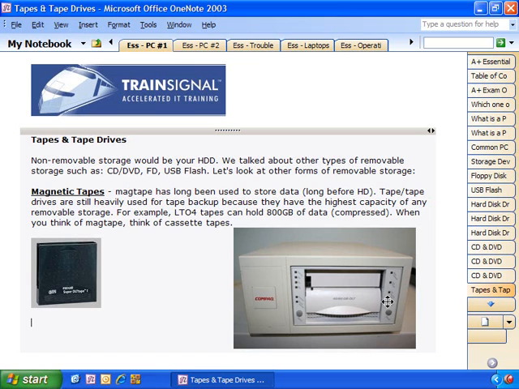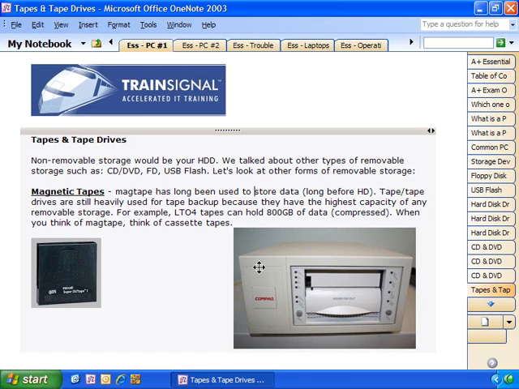So on the right here, this is a tape drive. This is actually an external tape drive. It has a SCSI connector on the back. We'll be talking about SCSI a little bit more in a minute. But it interfaces with a computer with a SCSI connector. And here on the front, that's where you insert your tape.